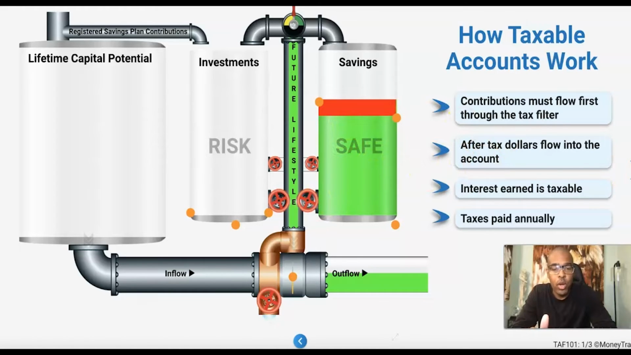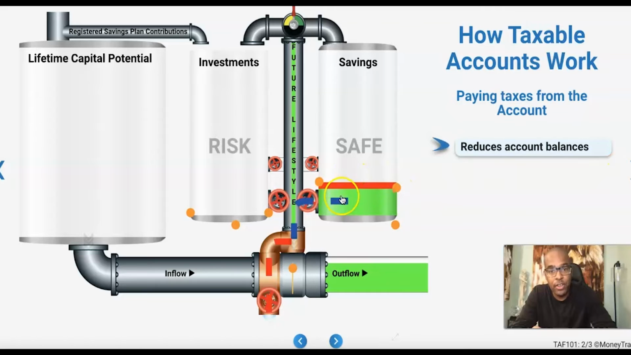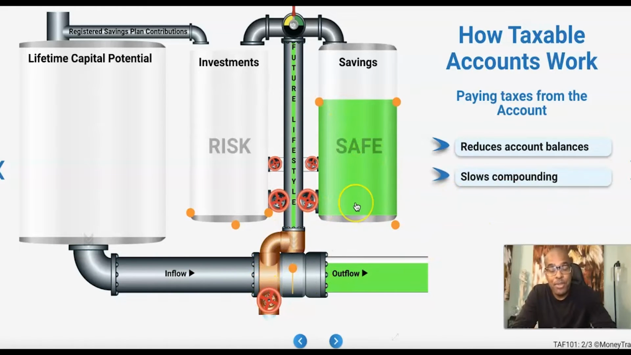So what's the ramification of that? Well, if you're paying taxes from that account, eventually it's going to reduce your account balance a bit. Now, if you don't earn a lot of interest, then of course, you may not be paying as much, but still, it does reduce your account balance. So you earn interest, and you're paying taxes and it's going out. What happens there is that it slows the compounding rate. And compounding means the ability for your money to grow tax-free.